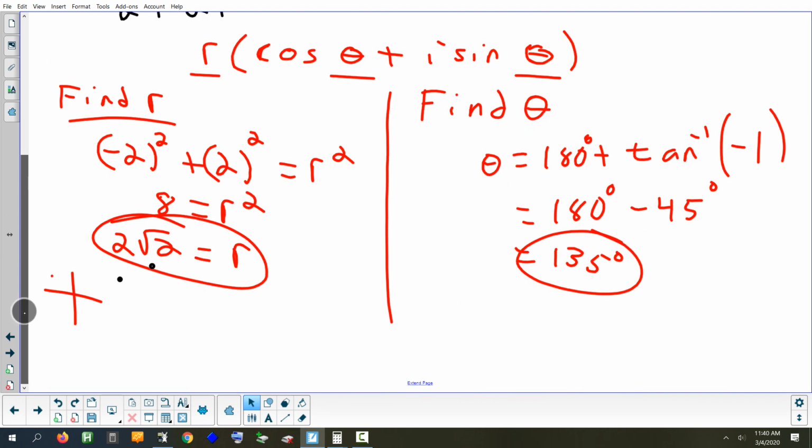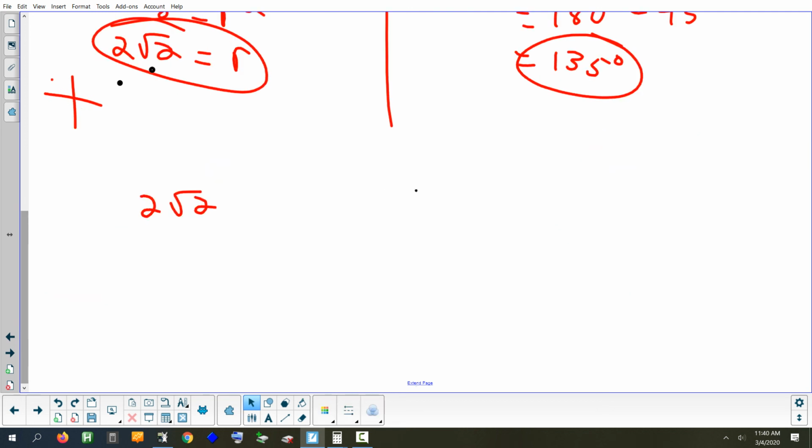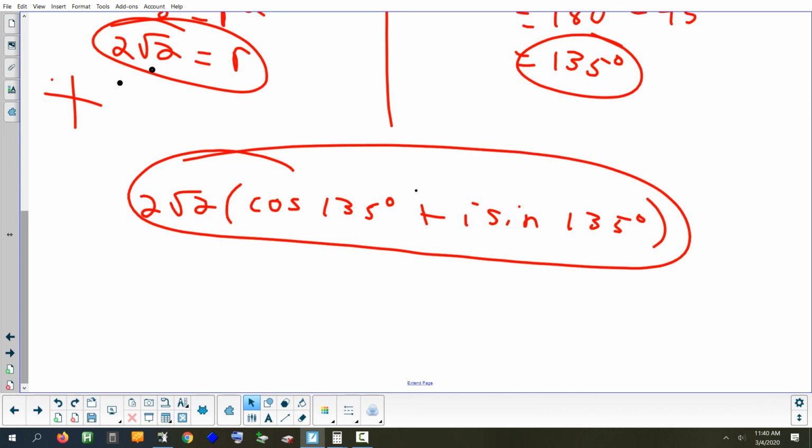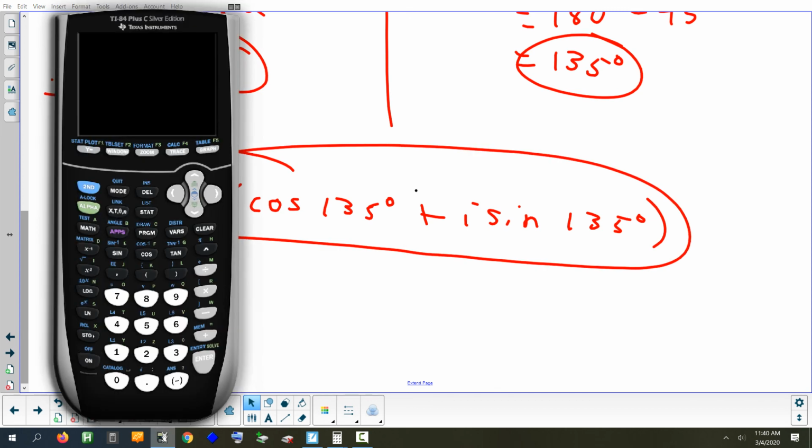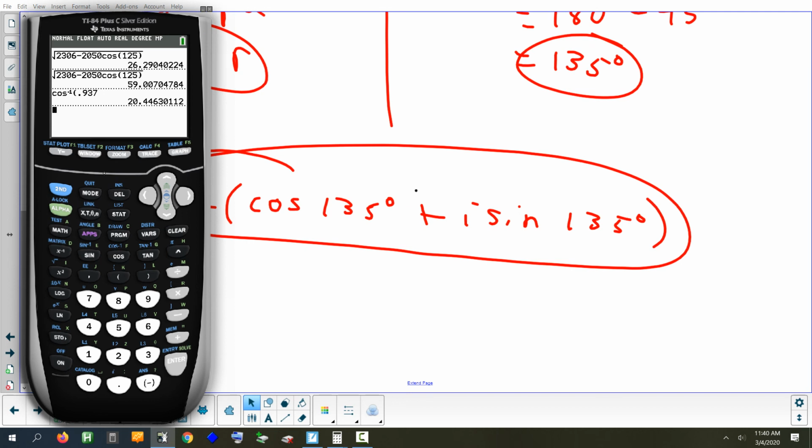Okay, so now write your final answer. Just fill in those 3 spots. So, r cosine theta plus i sine theta. And do we do anything else with that? No, stop. Okay. I'll show you what not to do unless you're trying to check your answer.